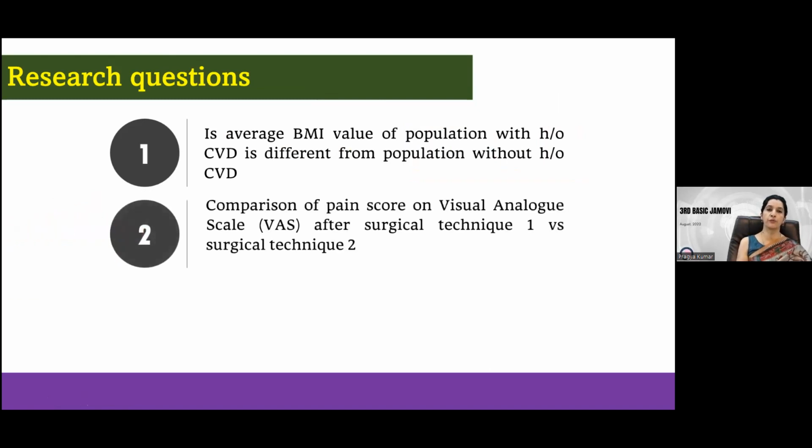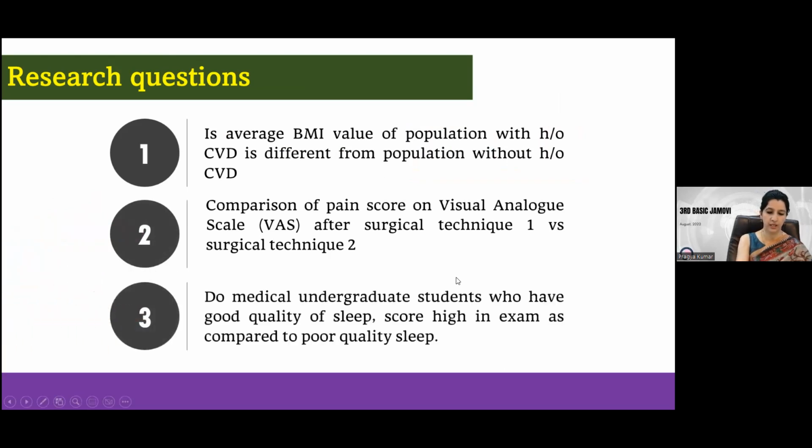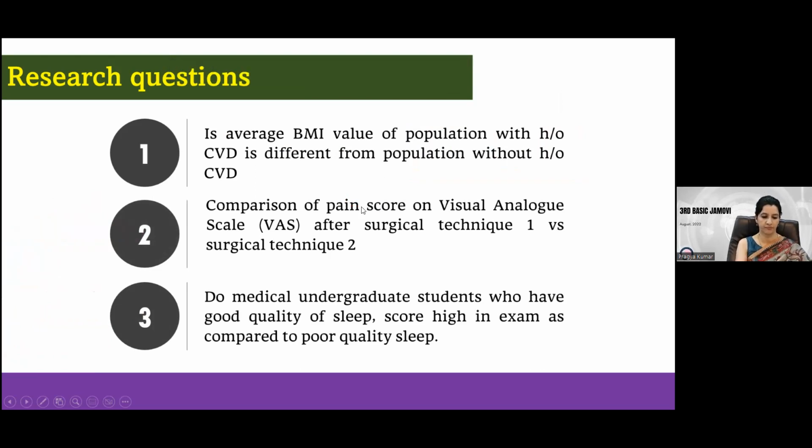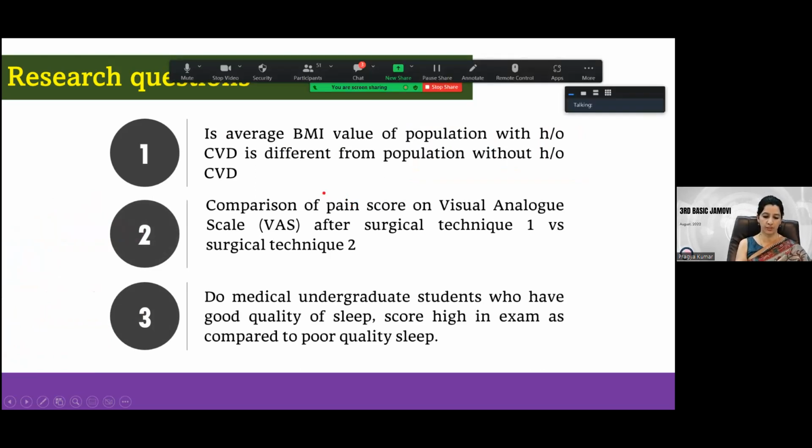Similarly, if you want to compare the pain score on a visual analog scale after surgical technique 1 versus surgical technique 2, again it is the same thing. This pain score is measured as a continuous scale, and surgical technique 1 and surgical technique 2 are your two categories.